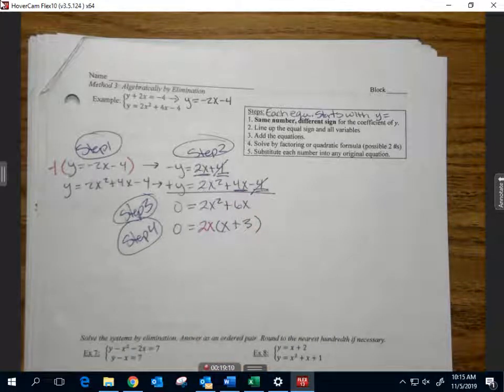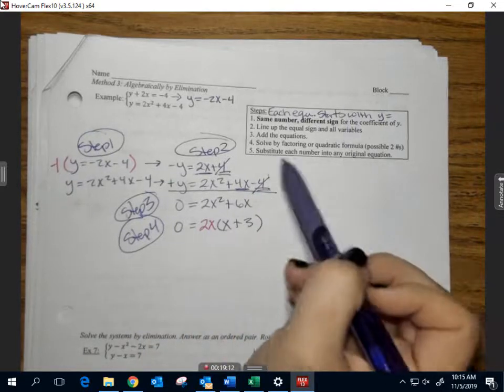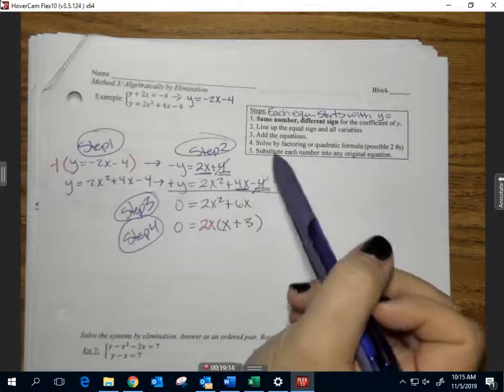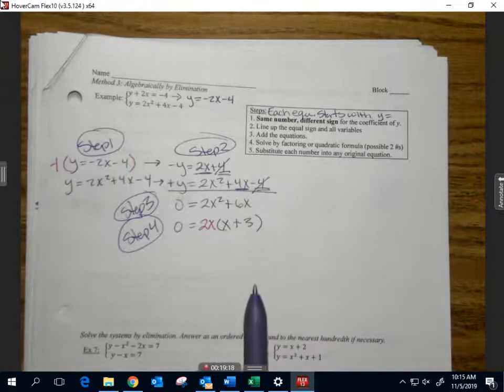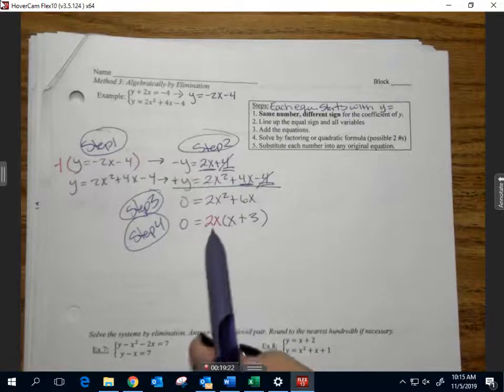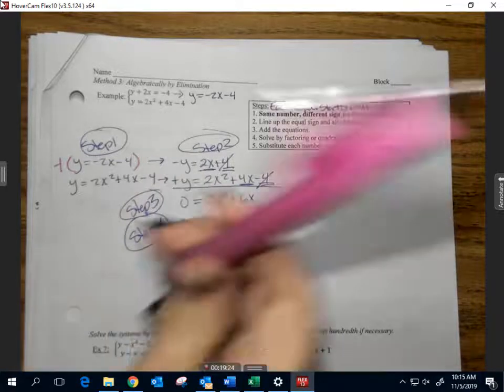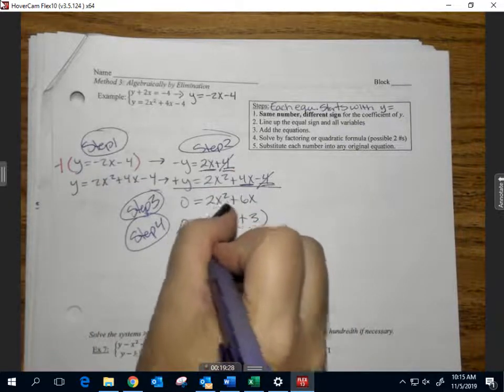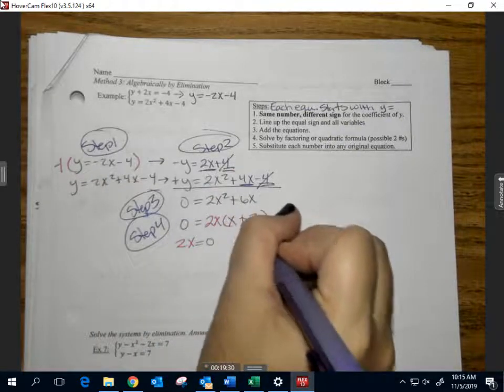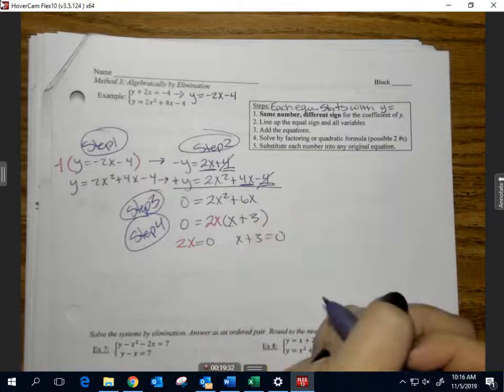Alright, there's my factors. We haven't solved yet, have we? What do we have to do to solve? We have to make them equal to 0. Set each factor equal to 0. So 2x equals 0 and x plus 3 equals 0.